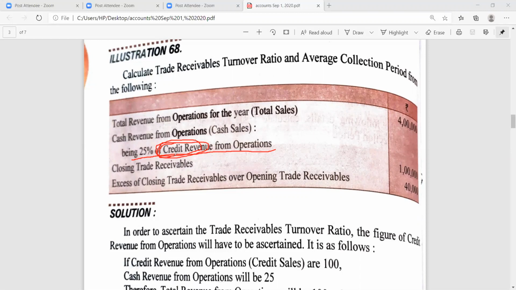25% of 4 lakh. No matter. But please read it and mark it very carefully. It is given over here that the cash revenue from operation is 25% of credit revenue from operation. Now the question arises, credit revenue from operation, where is it? It is not given over here in the statement. What to do in that case?